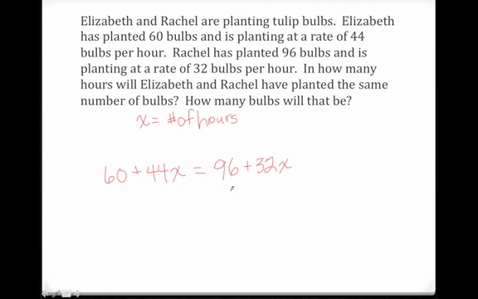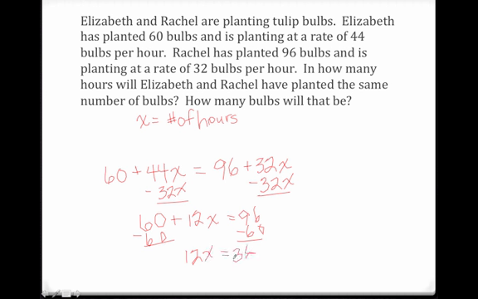So I'm going to solve. There's nothing left to simplify, but I do need to isolate. So I'm going to take my 32x and subtract from both sides. I get 60 plus 12x is equal to 96. Still need to isolate my variable. So I'm going to take my 60 from both sides, which is going to give me 12x equal to 36. And now I've got the D part of my SID, divide by 12, so that x equals 3.